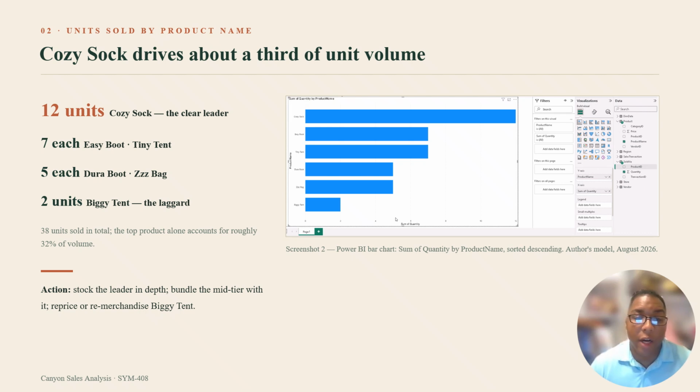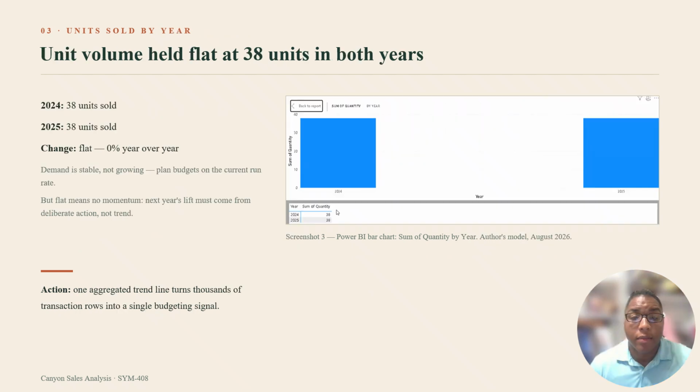So the action here is direct. Keep the Cozy Sock in deep stock and feature it, because a stock out of the one product costs us more than a stock out for the rest of the catalog combined. For the Biggie Tent, we should review the price and the promotion before committing more shelf space.